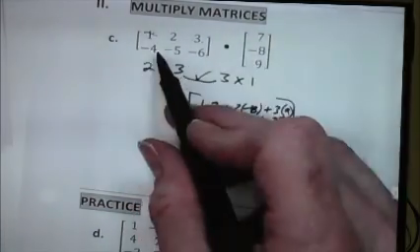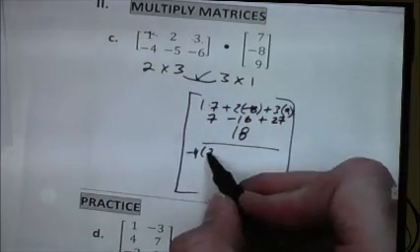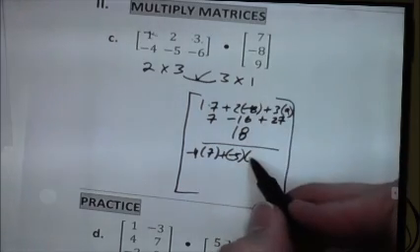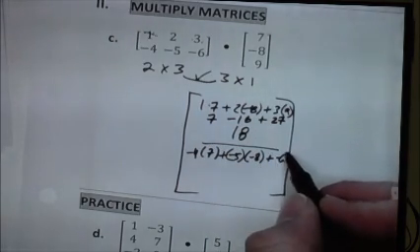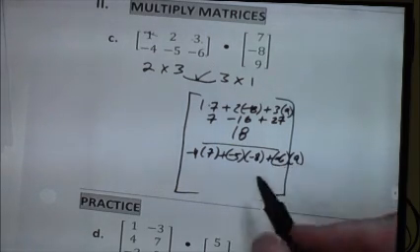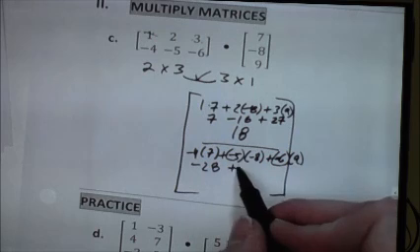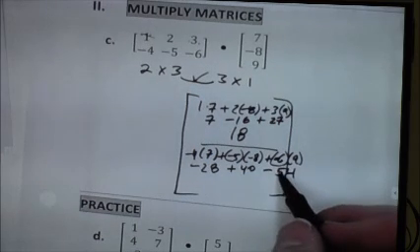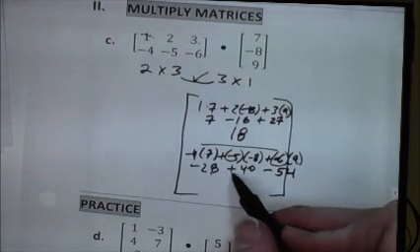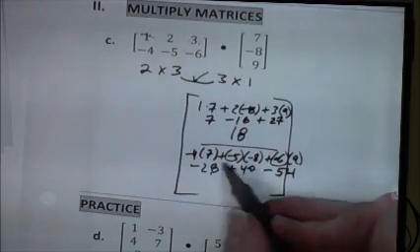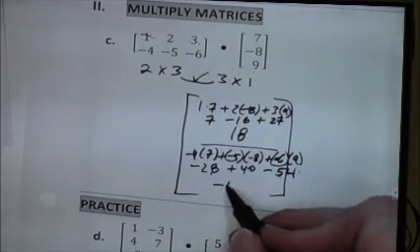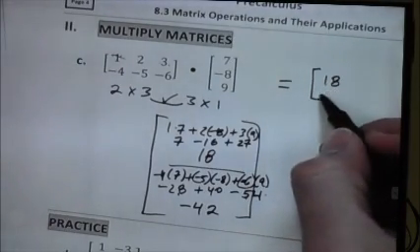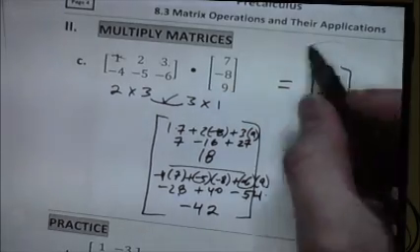Now we'll do with these and that. These are all negatives, so it gives you negative practice. Negative 4 times 7 plus negative 5 times negative 8 plus negative 6 times 9. So it's negative 28 plus 40 minus 54. So negative 82. Negative 82 plus 40 is a negative 42. So that means our answer would be 18 and negative 42, and that's it.